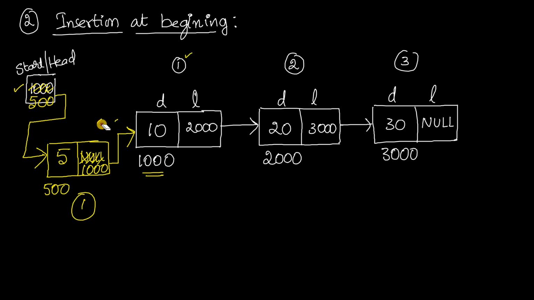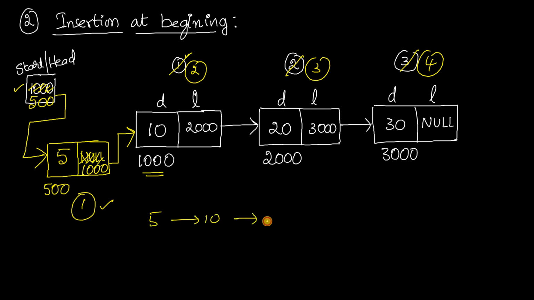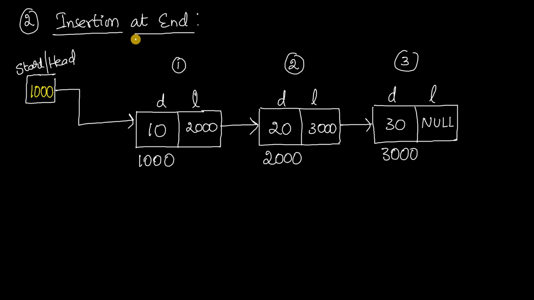Right, now this will be the first node, this will be the second node, this will be the third node, and this will be the fourth node, right? So what is the sequence of elements here? First one is 5, second one is 10, third one is 20, next one is 30, right? So these are the changes we have to make in order to insert an element or node at the beginning, right?